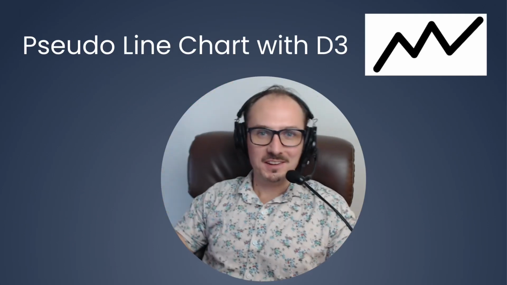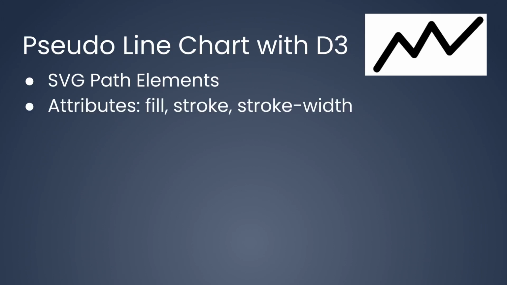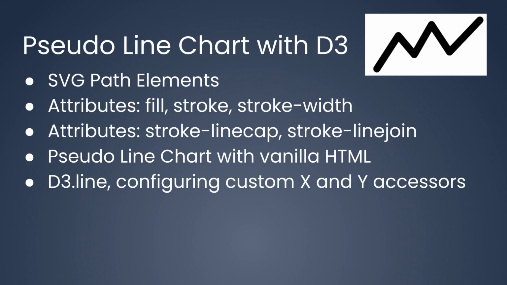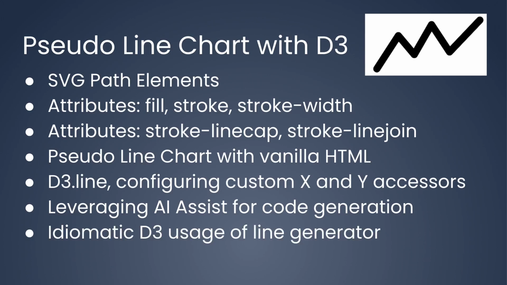Hi, I'm Curran, and we're about to make a pseudo line chart, as in a fake line chart, like the essence of a line chart, with D3. We will discuss SVG path elements, fill, stroke, and stroke width, stroke line cap, stroke line join, doing this with vanilla HTML, and also doing it with D3, using D3 line, configuring custom X and Y accessors, leveraging AI assist for code generation along the way, and idiomatic D3 usage of the line generator.